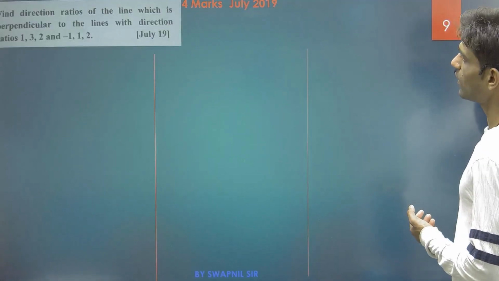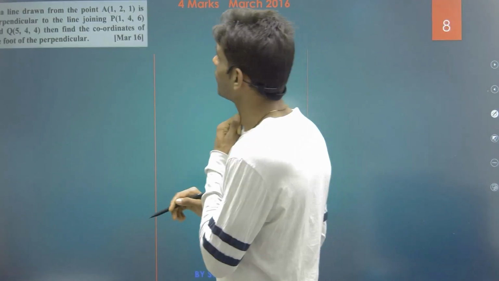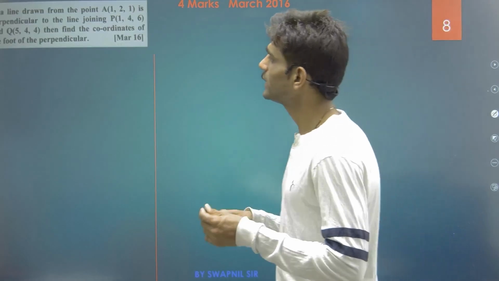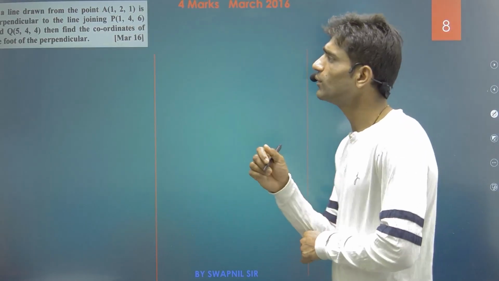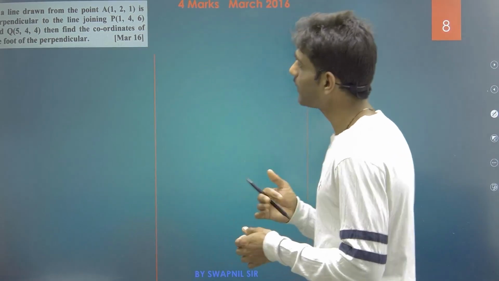Okay, we still have 3 questions. In our next question, we are given a line drawn from the point A(1, 2, 1) perpendicular to the line joining P(1, 4, 6) and Q(5, 4, 4), and we have to find the coordinates of the foot of the perpendicular. So we want the coordinates for the foot of our perpendicular.